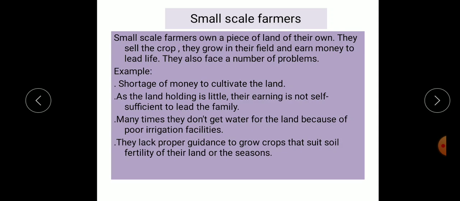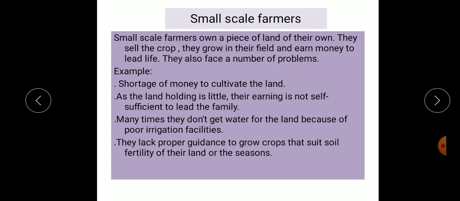to lead the family. Many times they do not get water for the land because of poor irrigation facilities. They lack proper guidance to grow crops that suit the soil fertility of their land or the seasons. Small scale farmers also face a number of problems like unavailability of good quality seeds, lack of modern equipment and machinery, small and fragmented land holdings, inadequate storage facilities, poor irrigation facilities, lack of proper land reform measures, lack of credit facilities, lack of fertilizers, lack of proper agricultural research, and small and uneconomic holdings. And also soil erosion, pests and plant diseases, and sometimes very high dependency on monsoons.